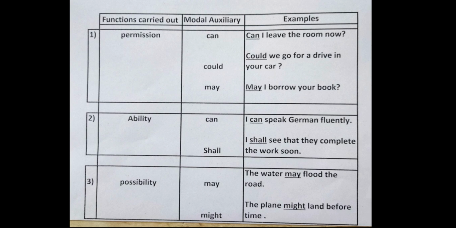Now second, ability. Here modal auxiliaries which show ability are can and shall. I can speak German fluently. It shows that can word is used for showing ability. Now we come on possibility. Possibility function is carried out by two modal auxiliaries, may and might.